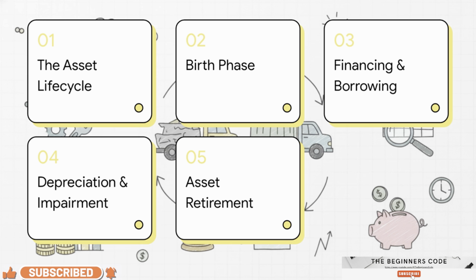Here's a quick look at our roadmap. We'll kick off with the overall asset lifecycle, move into the birth phase of construction and cloud, look at how we finance these things, tackle the midlife realities of depreciation and impairment, and then wrap up with the death stage, which is asset retirement obligations.